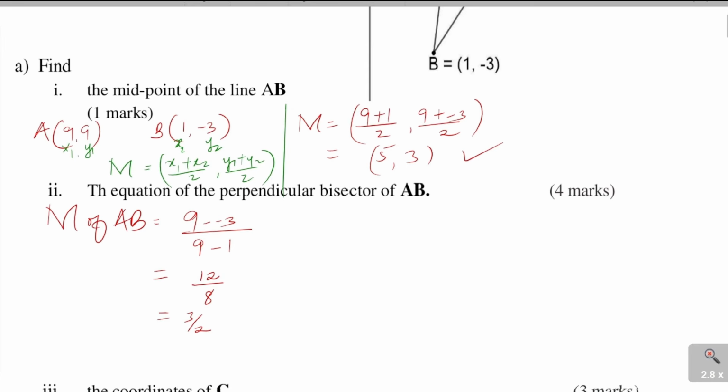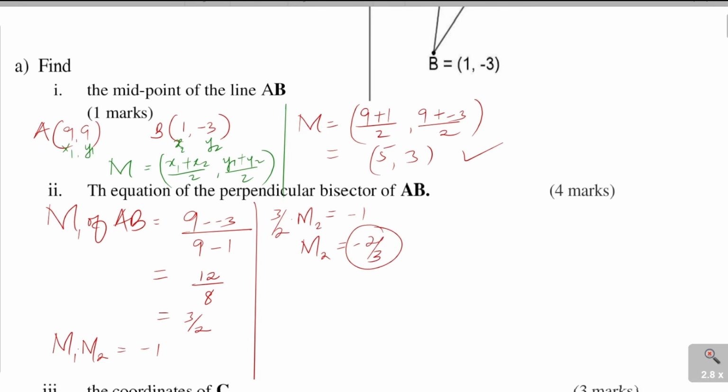Why? Because if you have two lines that are perpendicular, assuming M1 is the gradient of line AB, then M2 is the gradient of that perpendicular bisector of AB. When you multiply them, we should get -1. Since M1 is 3/2, multiplied by M2 gives -1. So M2, the gradient of the bisector of AB, will be -2/3.